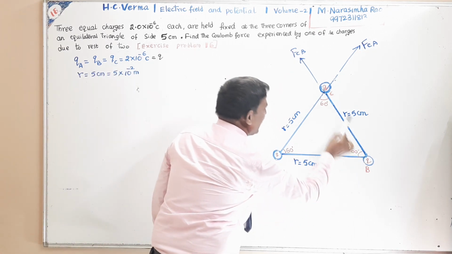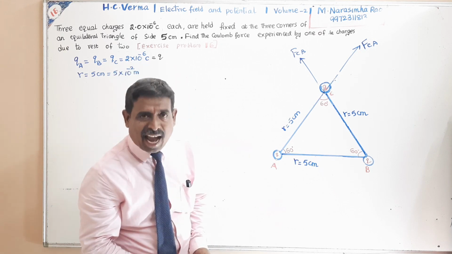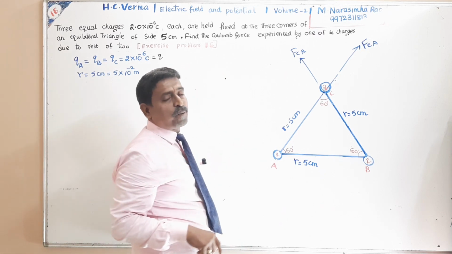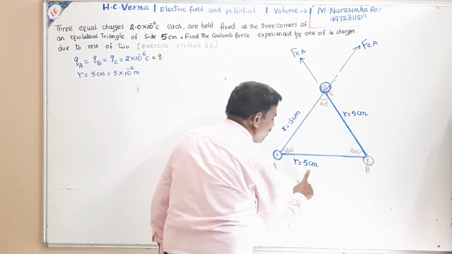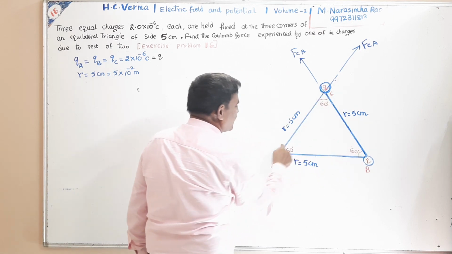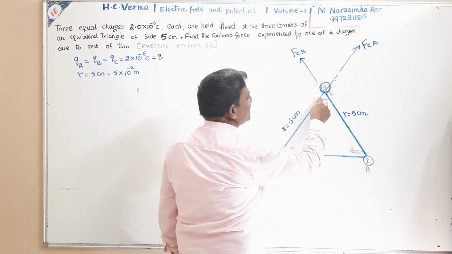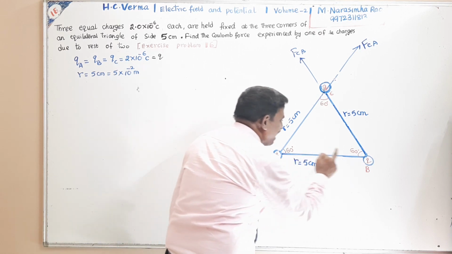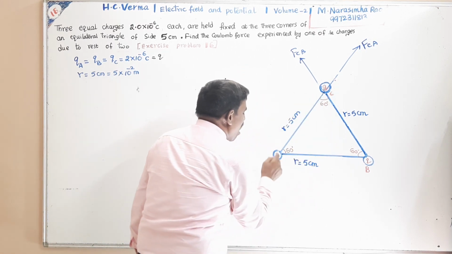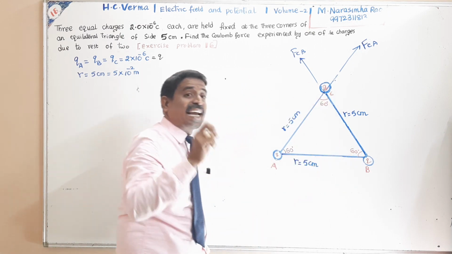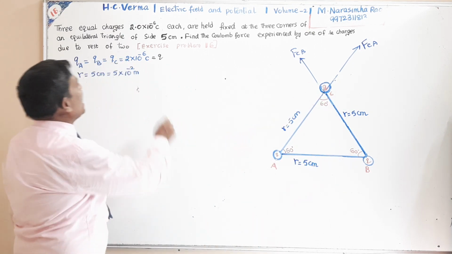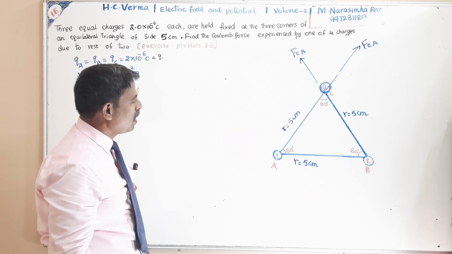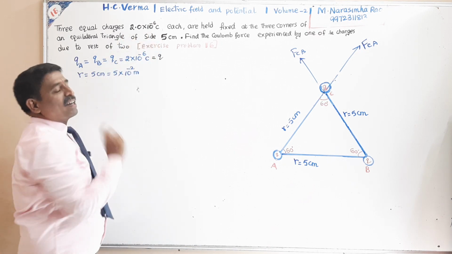ABC is an equilateral triangle. All sides are equal, all angles are equal. In this problem, each side length is given as 5 cm. Here each angle is 60 degrees. At all these three vertices, they kept equal charges, each of magnitude 2 into 10 power minus 6 coulomb. All are positive charges only.